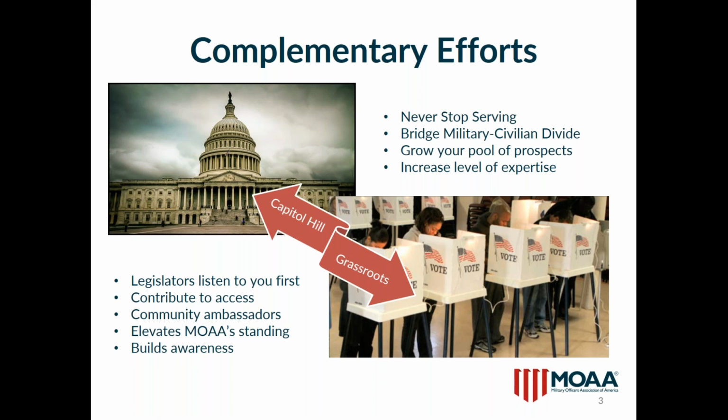We hear many stories of a relationship that's been built with a congressperson at a local level, and that is able to open some doors for when our national lobbyists want to get in and speak with someone at the national level. It helps obviously elevate our status as experts and advocates in the area, and builds awareness for the MOAA brand.